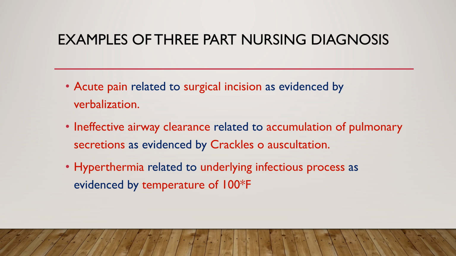Hyperthermia related to underlying infectious process as evidenced by a temperature of 100 degrees Fahrenheit. Hyperthermia will be the problem. Underlying infectious process is the etiology, and the defining characteristic will be the temperature of 100 degrees Fahrenheit. So these are some examples of the three-part nursing diagnosis, which contain all the components: the problem, etiology, and signs and symptoms or defining characteristics.